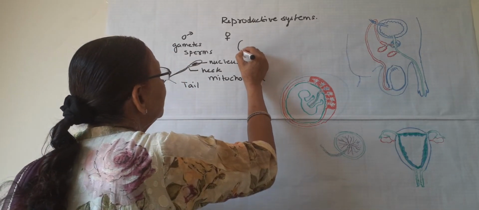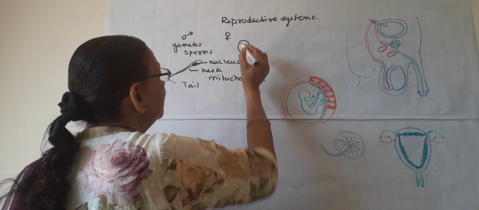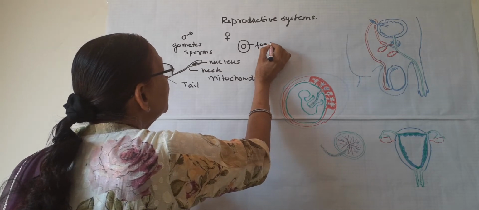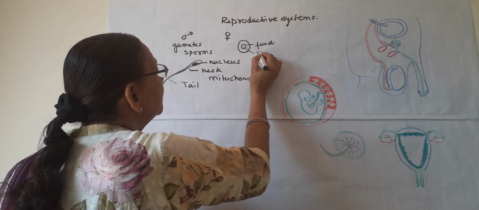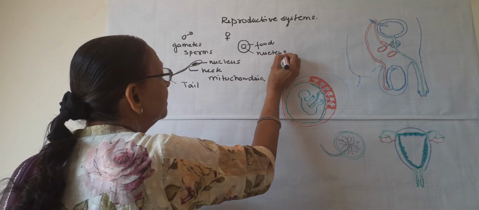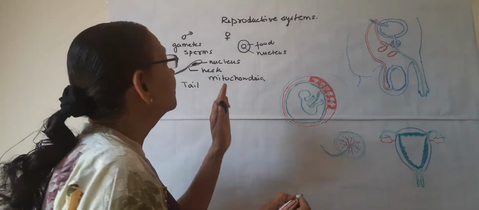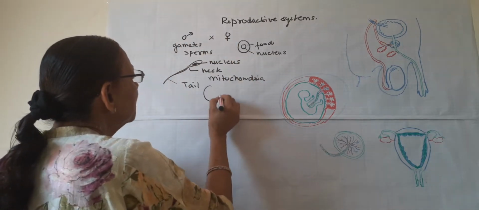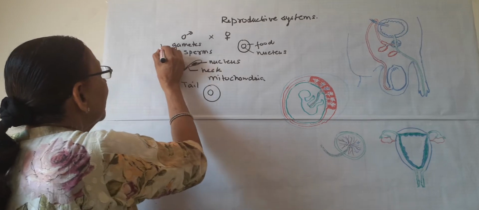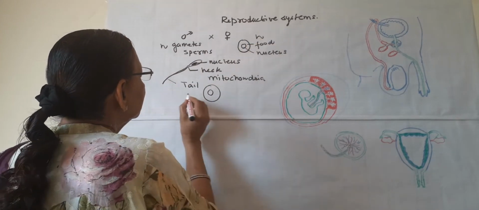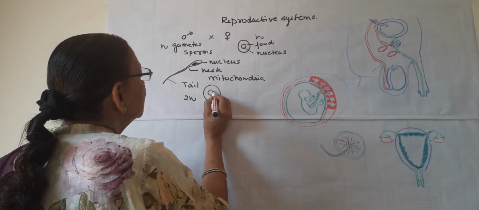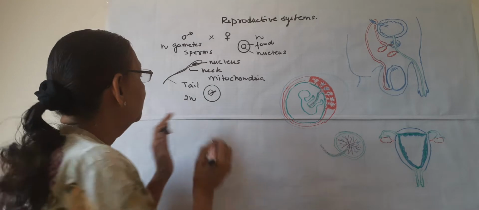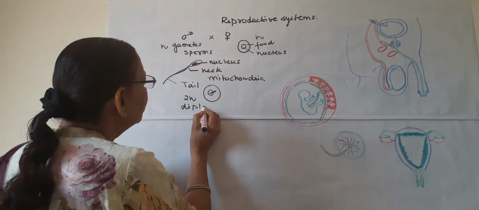On the female side, the ovum or egg is present. This is bigger in size. It has stored food in the cell, and this is the nucleus where all the genetic information is present. So the male and female gametes fuse to form a zygote. These are N or haploid, and this zygote is diploid. This is formed by the fertilization of the male and female gamete. So a diploid zygote is formed.